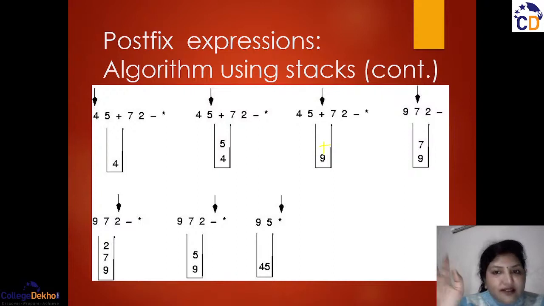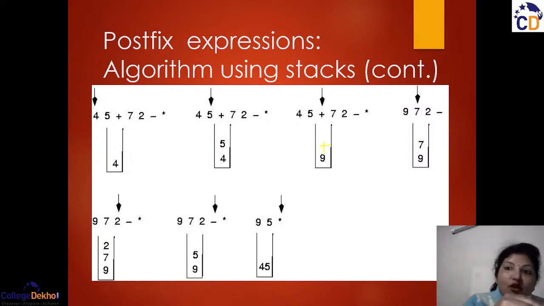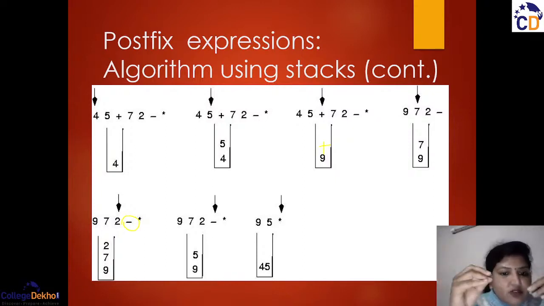So we get the answer 9. Then move to the next part, 9 7, right? Then 2. Now after 2 you receive one operator, yes. So here you receive the operator, that is minus. So you have maintained the elements 9 7 2. Now you receive the operator, perform the operation. That is 7 minus 2 is 5.